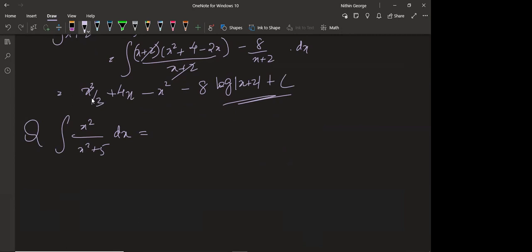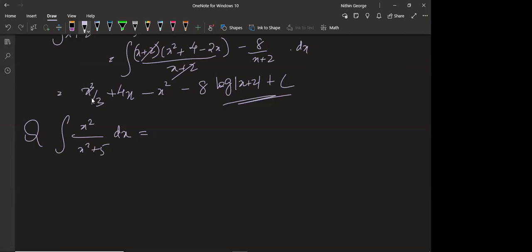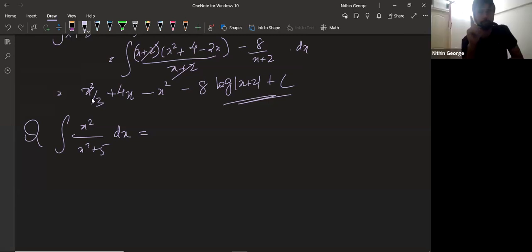So 1 by root 5 tan inverse x by root 5 plus c. Oh, wait. Wrong. Sorry, it's x square. But tan inverse x by root 5 is involved, which means you're not completely wrong. It's just wrong. Okay.